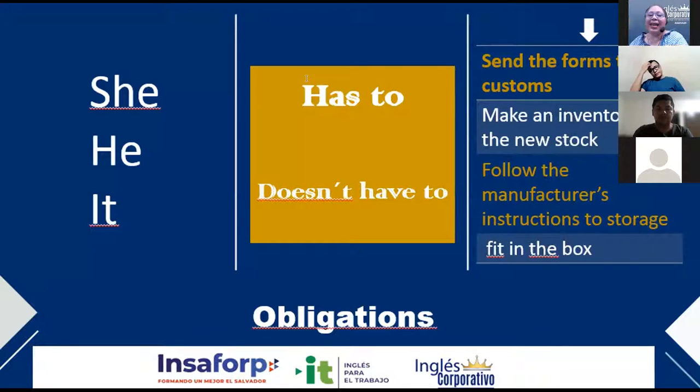Entonces, digamos que la obligación de ella es enviar los formularios a la aduana. Eso significa la primera oración que ven acá. ¿Cómo hacemos esa oración? She has to send the forms to customs. Very good. What if he has the obligation of making an inventory of the new stock? He has to make an inventory of the new stock. Very good. Very good. A ver.